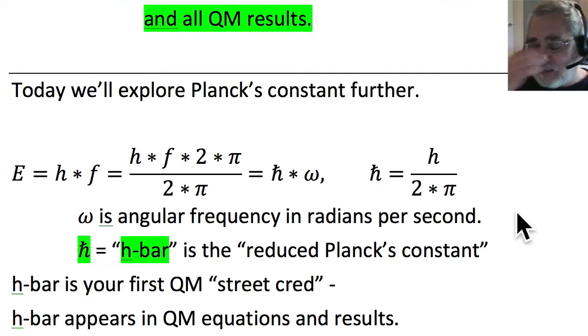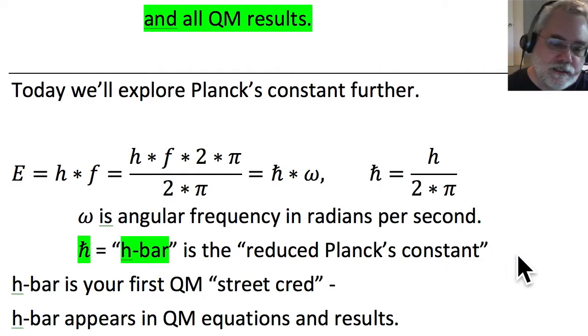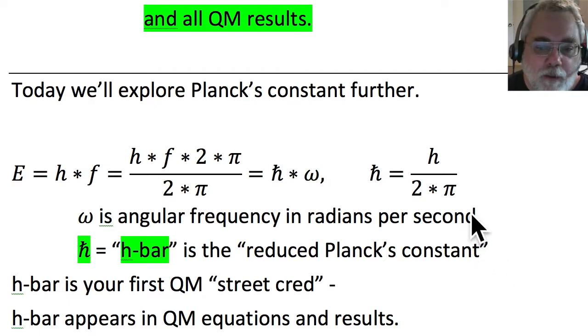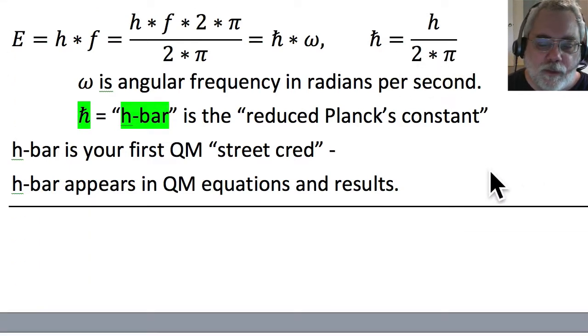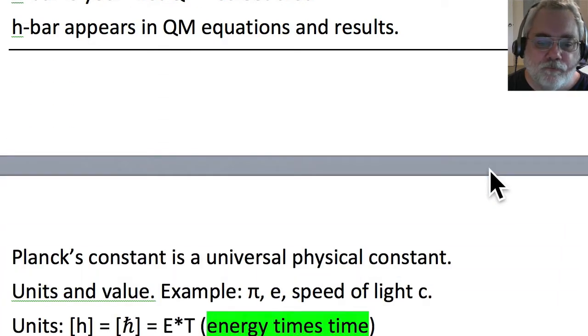So what I said last time is that quantum mechanics equations and results use Planck's constant. That's true, but in some cases it uses Planck's constant h, and in other cases it uses reduced Planck's constant h bar. They're interchangeable. You can see they're interchangeable. It's just that we don't want to carry around this extra 2 pi when we don't have to. So we use the right one when we want to.